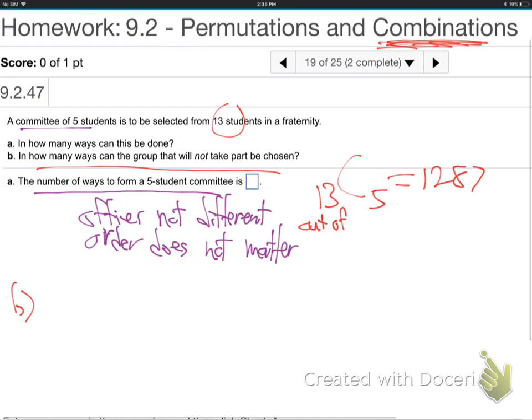Not take part? Why would we select maybe from 13 to 5? So they're saying, what about the leftover people, right? You're going to pick 5 out of 13. They're going to get to be on this committee? Yeah, you're going to pick 5 out of the 13. Say, okay, you 5, you're on the committee.